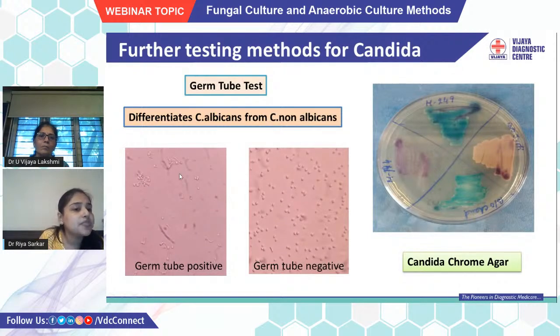In the left picture, if you observe keenly, you can see an elongated tube-like structure coming out from the budding yeast cell. This structure is called a germ tube, and this slide is a germ tube positive slide. Who is germ tube positive? Only Candida albicans and Candida dubliniensis are germ tube positive. In the right side, on the other hand, we can see only the budding yeast cells and there is no elongation of the tube. Hence, it is germ tube negative, suggestive of Candida non-albicans.